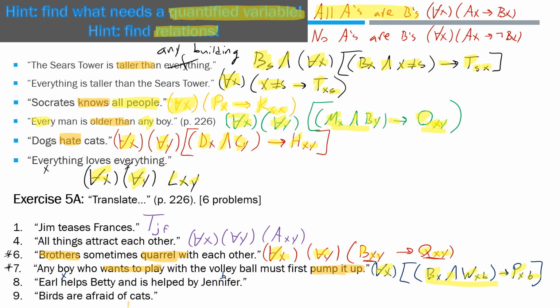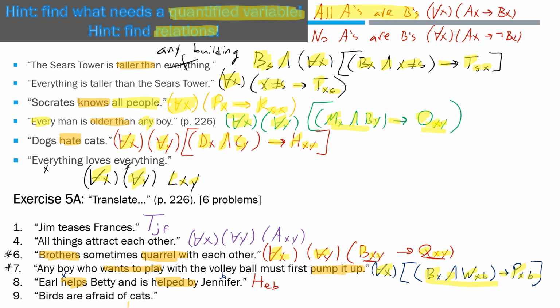All right, number 8. Earl helps Betty and is helped by Jennifer. So we have two relational predicates. Helps, is helped by. We have these specific people, so no quantified variables. So we can get the following. So capital H, lowercase e, lowercase b.